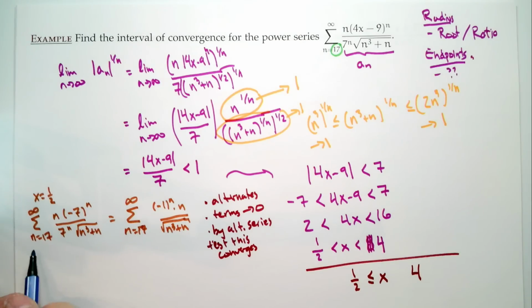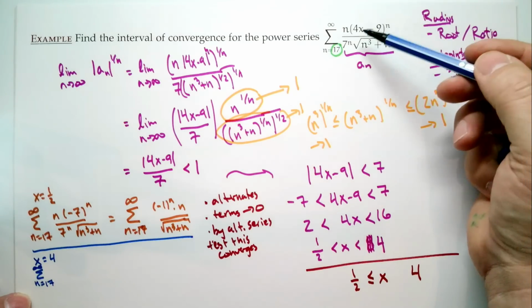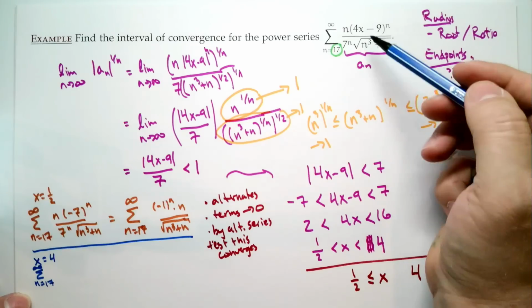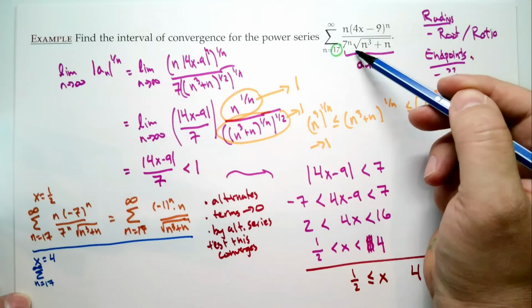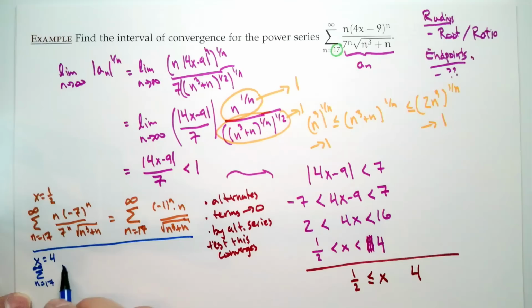All right, not a lot of space left here, but let's try the other endpoint, x equals 4. Now, if you plug in x equals 4, what you'll see happen is we're going to get 16 minus 9, which is 7. That's 7 to the n. There's a 7 to the n already, so if we simplify, we'll just end up with n over cubed root of n cubed plus n. Now, this is a sum where there's no alternating sign.